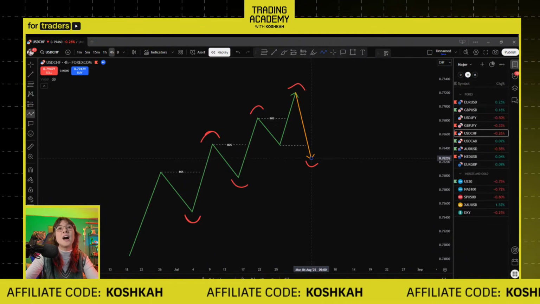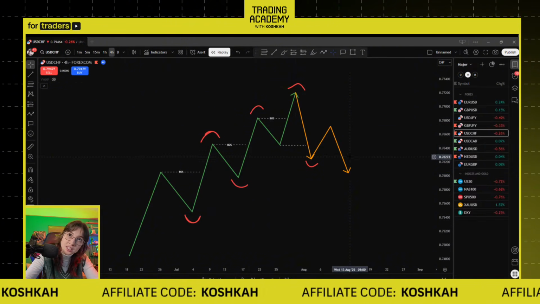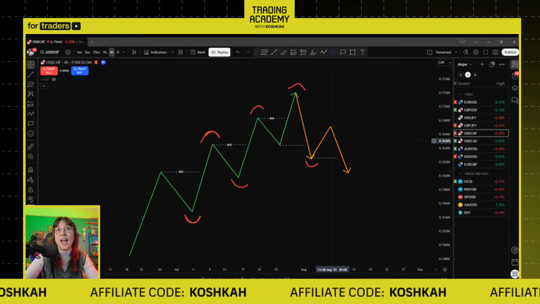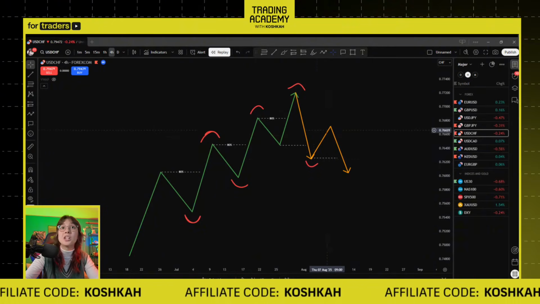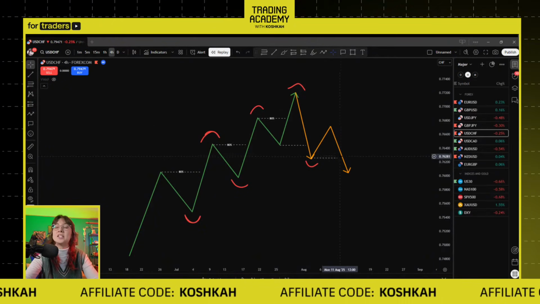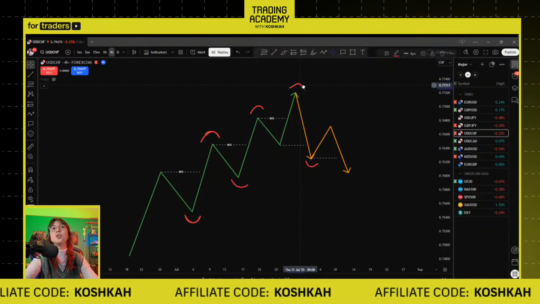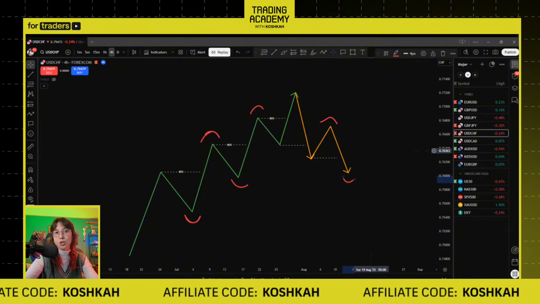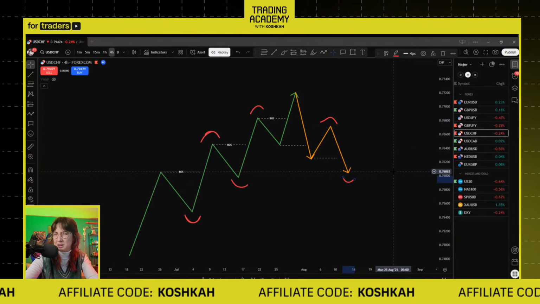But now if we have another break to the downside, same thing, we have a new low right here, and the new high is the high connected to the last low that has been broken. So this is the new high right here, and this is the new low. So now this is your trading range. For now, you're following me, right?